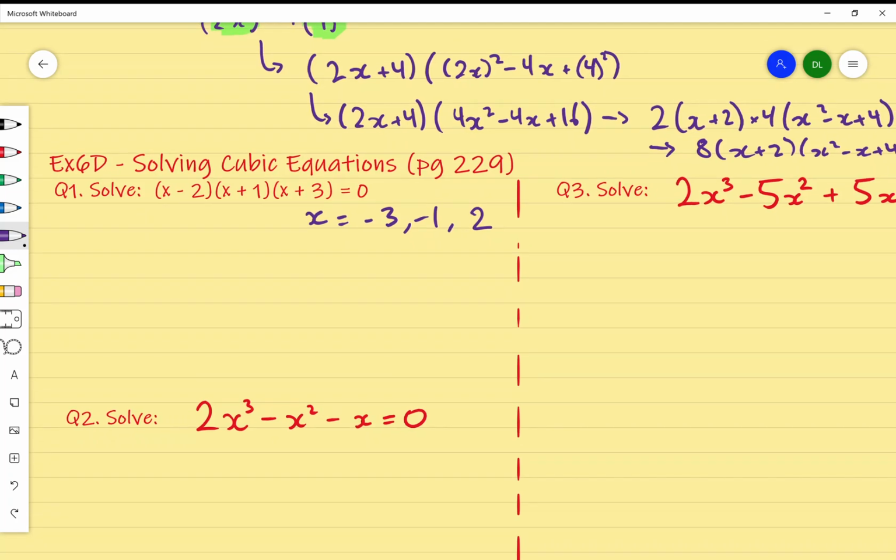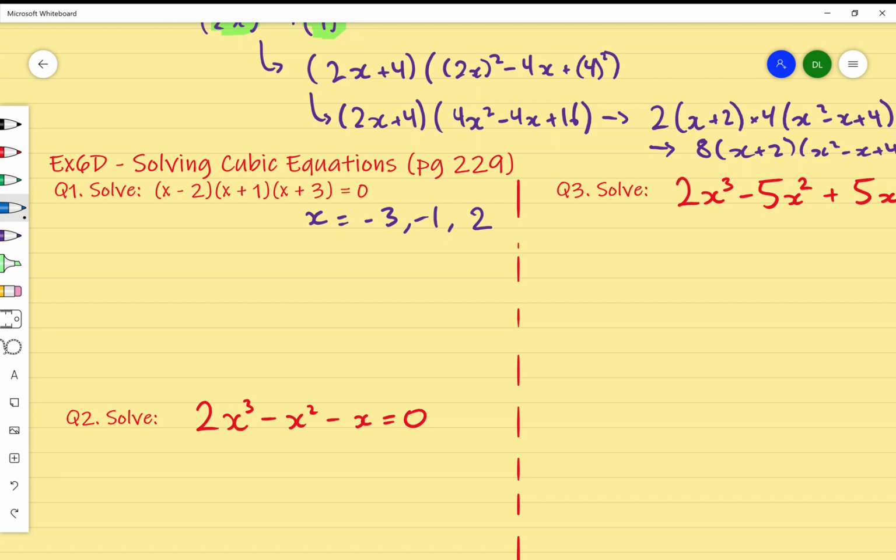Let's move on to something that's a little bit more difficult. So, solve 2x cubed minus x squared minus x equals 0. What is the key defining feature, the difference between this question 2 and question 1? Powers? Yeah, the powers are different. What else? It's not in factorized form, which means that we have to factorize it ourselves. How might you factorize this one?